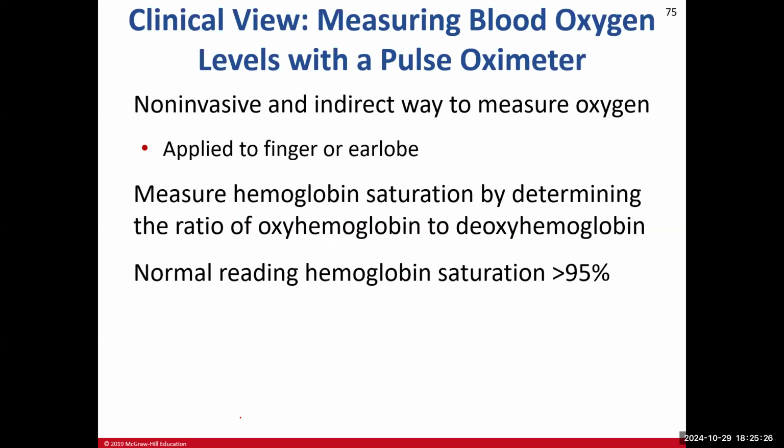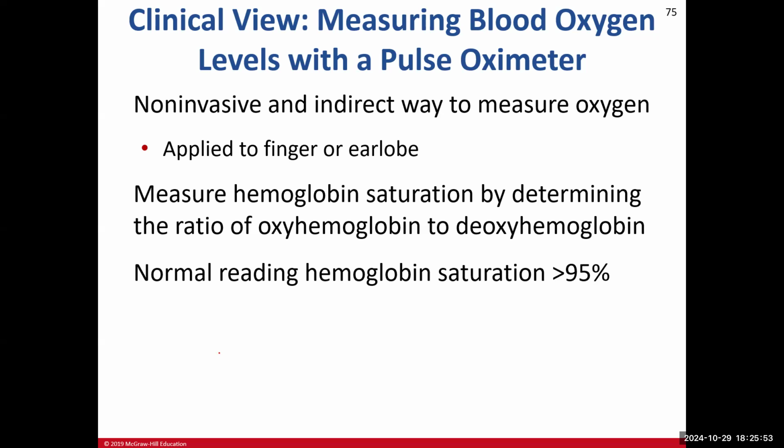Okay, so first clinical view, measuring blood oxygen levels with the pulse oximeter. I do this all the time. I'm sure that some of you may do it to folks, and some of you have had it done to you when you've gone in for a physical. They clip this thing onto your finger, and it will usually give you your oxygen saturation rate and your pulse rate. All right. And so I use it for the pulse part, but I always look at the oxygen saturation rate.